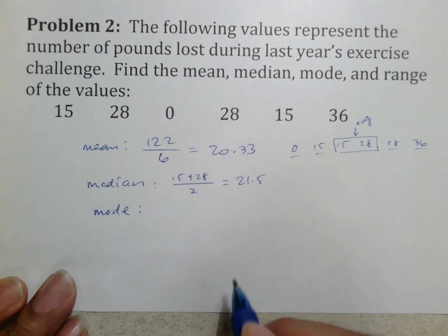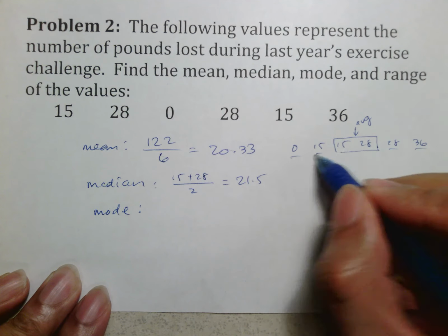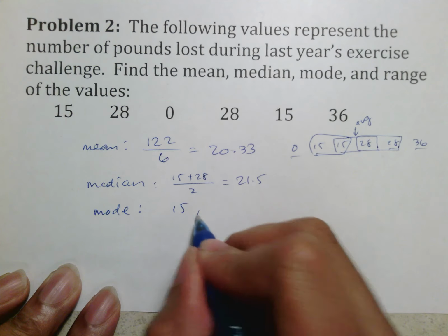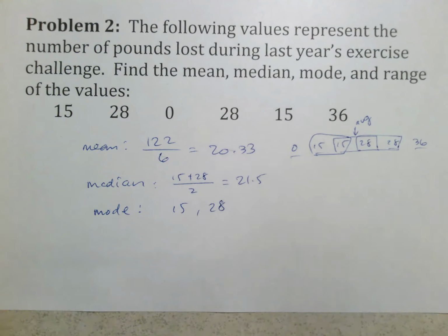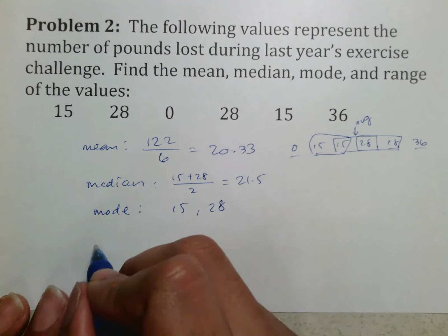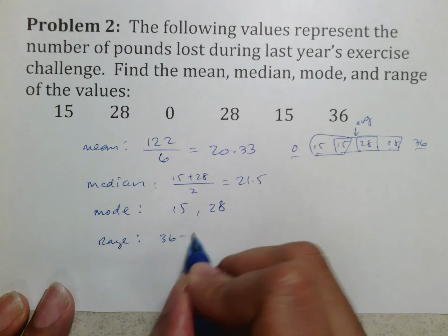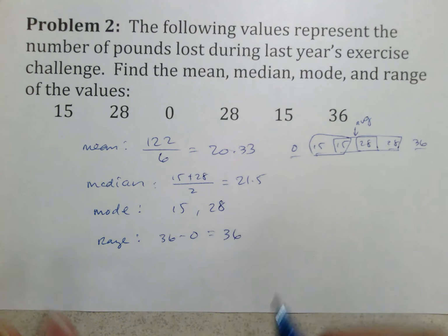In this case, mode is the one that occurs the most. Notice that there are 2 15s, also 2 28s. That's a tie for first. Both of those are your mode. And then when you're talking about your range, top minus bottom, which is 36 minus 0, is a range of 36 values, and that is all.